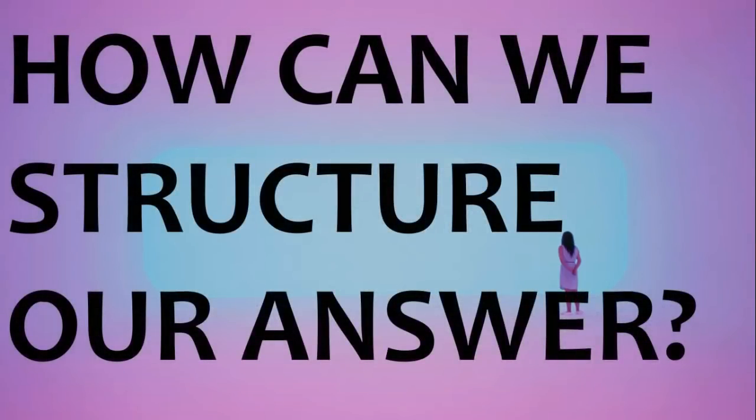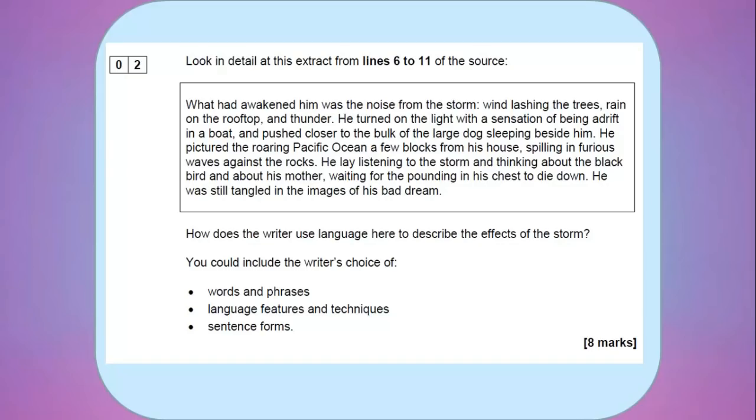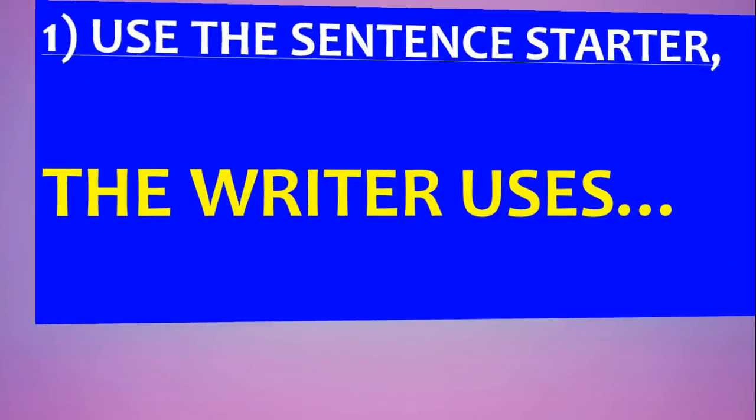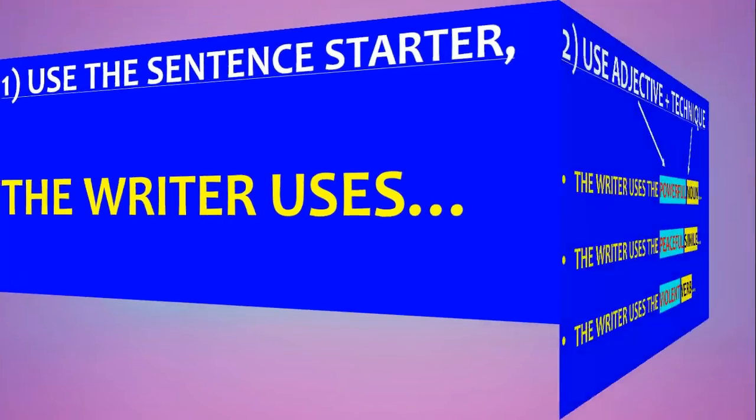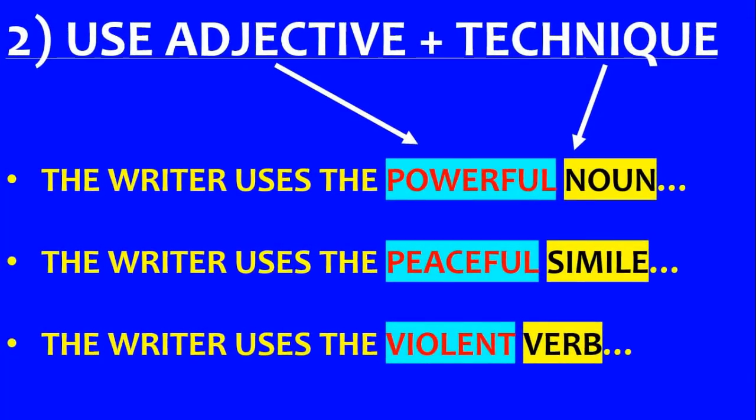So how can we structure our answer? Okay, there's our extract again. How does the writer use language to describe the effects of the storm? So the first thing we're always going to use is the sentence starter "the writer uses". Number two, we're going to use an adjective and a technique. So for example, first of all, we're going to spot the technique.